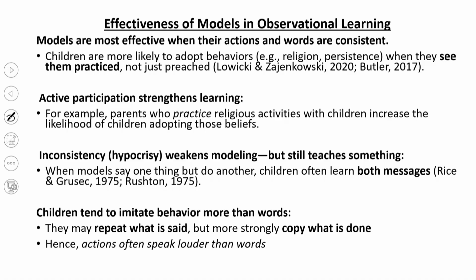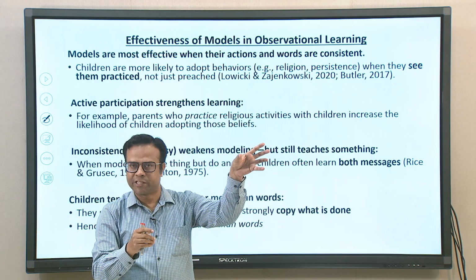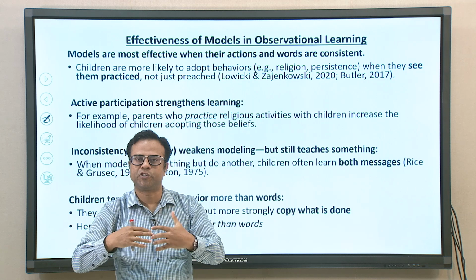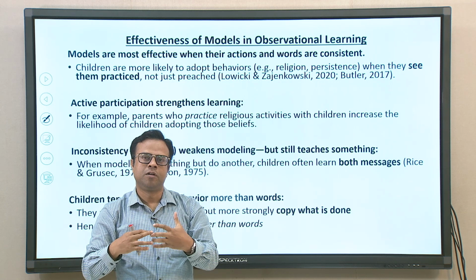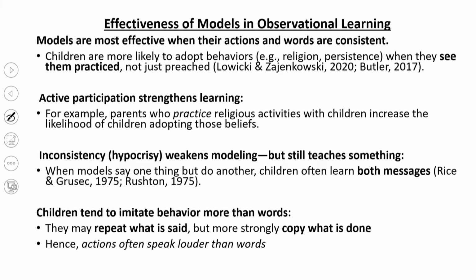Now, in this context, particularly when we look at good behavior and so on, what kind of model becomes more effective? What are the characteristics of that model? Now, we are not talking about those characteristics that we discussed earlier. Especially in the context of good behavior, certain aspects of a model's behavior are more important. For example, children are more likely to adopt good behaviors, particularly let us say religious behaviors or persistent behavior, when they see them practiced, not just preached.